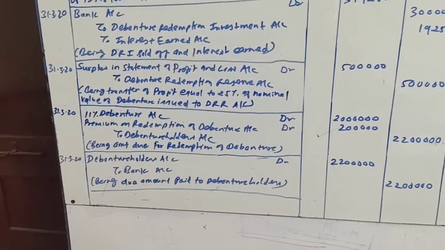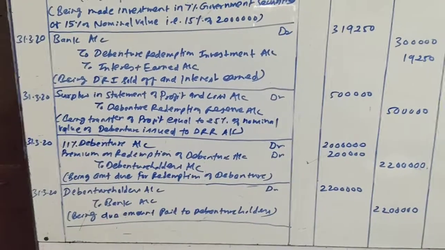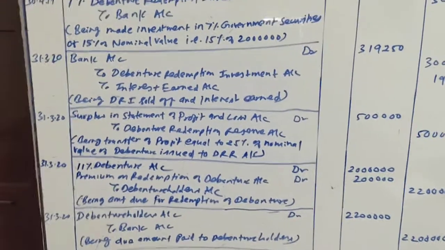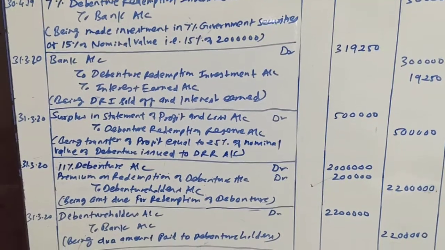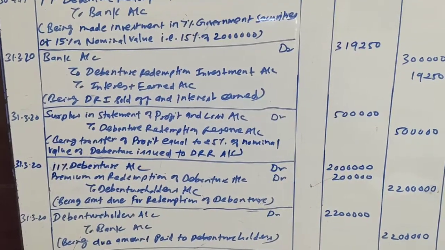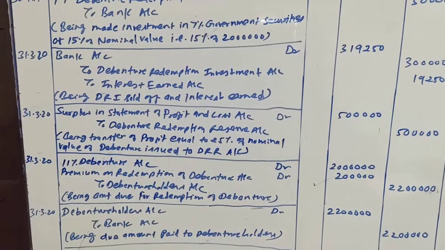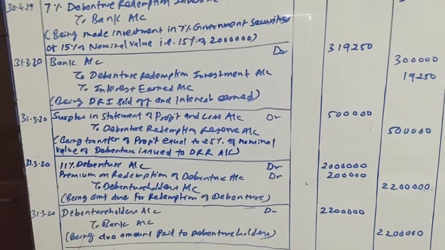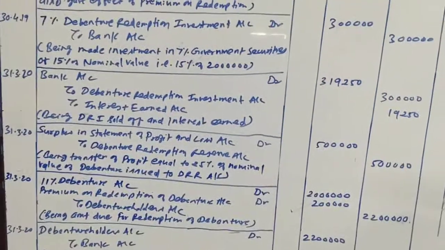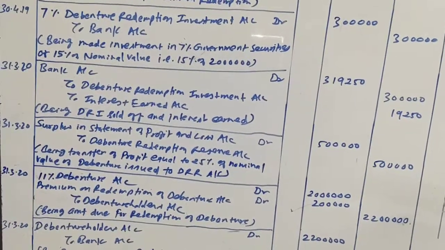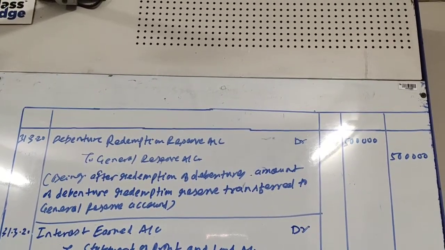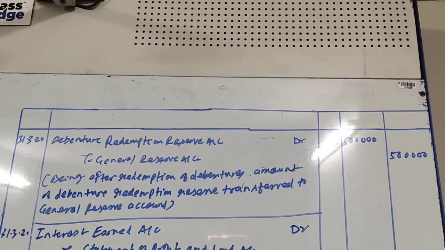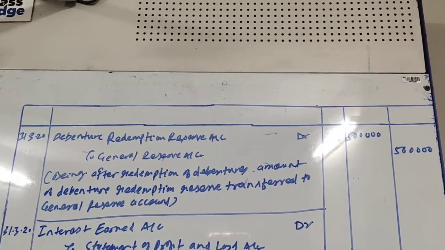Okay friends, so this is all about this sum. Here the reserve which was created, debenture redemption reserve, as the redemption procedure is over, this reserve will be transferred to general reserve. So the next entry to transfer the debenture redemption reserve to general reserve: debenture redemption reserve account debit to general reserve account 5 lakh, being after redemption of debentures, amount of debenture redemption reserve transferred to general reserve account.